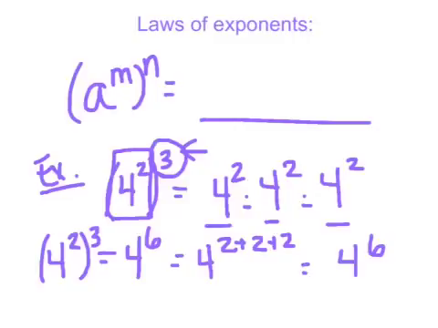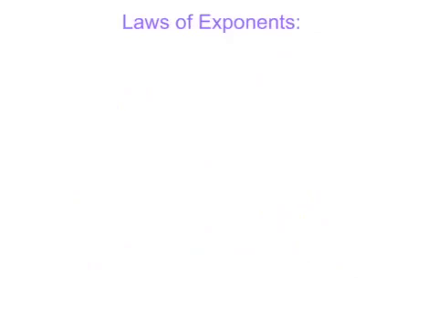Multiply the exponents. So our shortcut, when we have a to the m raised to the n, is to keep our base the same and multiply the exponents. So our next rule combines actually a couple of our other rules.